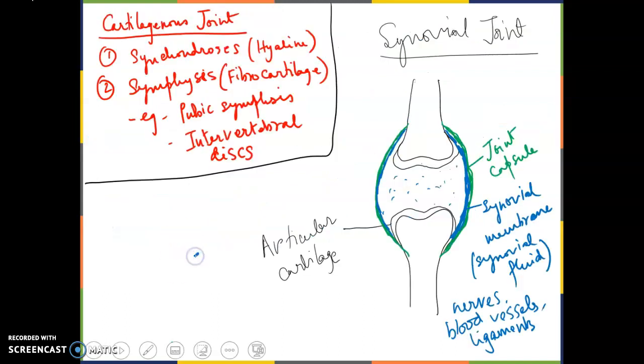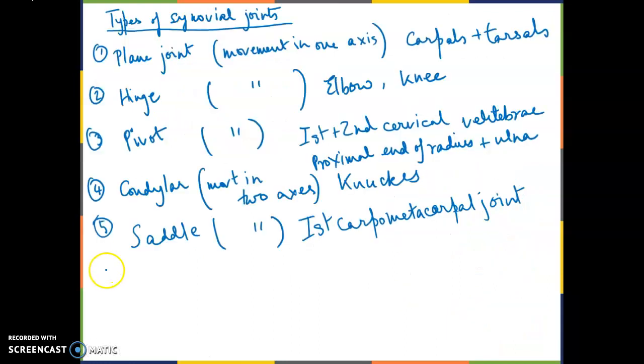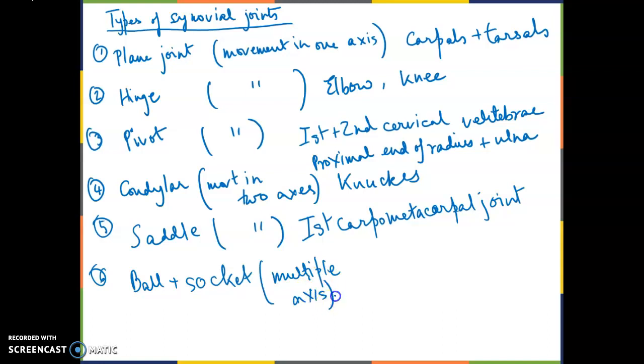And the sixth type is ball and socket. There is movement in multiple axes here. Classic examples of ball and socket are your shoulder joint and your hip joint.